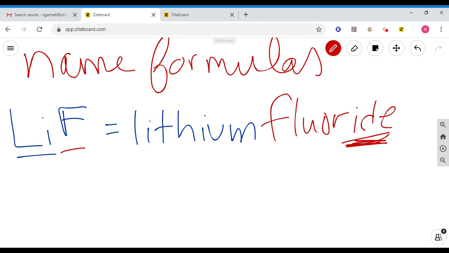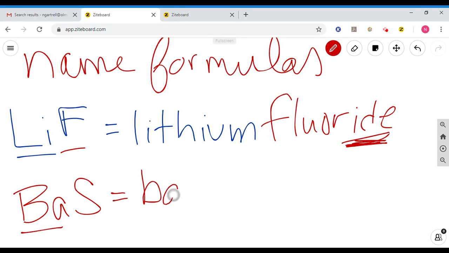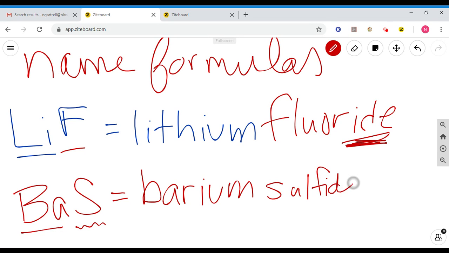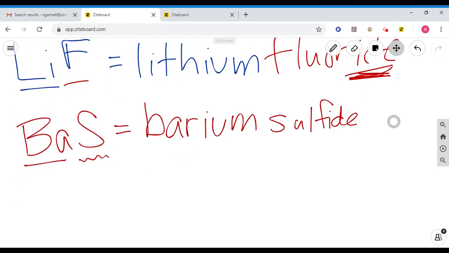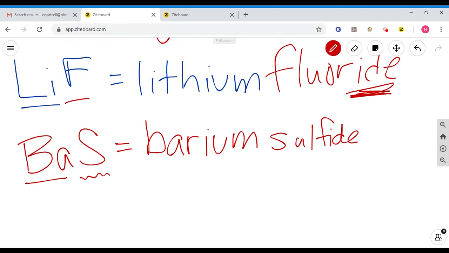So let's say you had BaS. You name the first one, that's barium, and we change the ending of the second. So sulfur becomes sulfide.